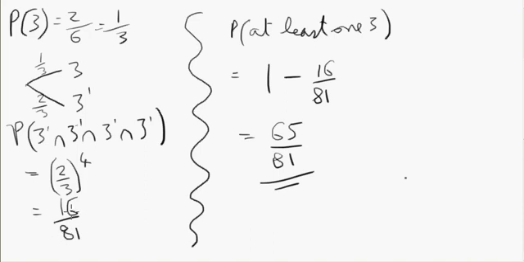If that's the probability of getting no 3s, then if I do 1 take away the probability of getting no 3s, then all the rest, the 65 over 81, must be the probability of getting something with at least one 3. Because if you haven't got no 3s, you've got at least one. And we've got the answer.